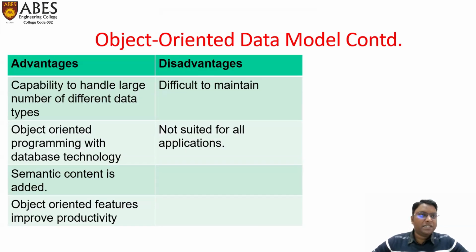It has also some advantages and disadvantages. If I talk about advantages, object-oriented data model is capable to handle large number of different data types. Object-oriented programming with database technology. Semantic content is added, and object-oriented features improve productivity. This is very important features associated with object-oriented data model. But it has also some limitations like difficult to maintain, not suited for all applications. It is only suited for object-oriented kind of applications.